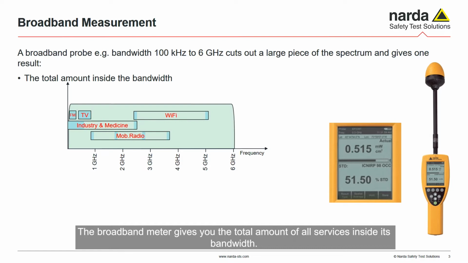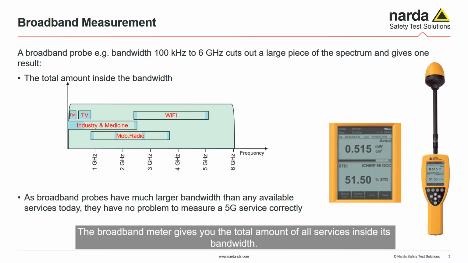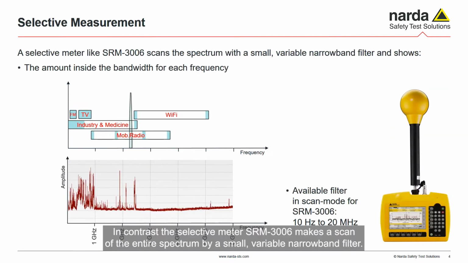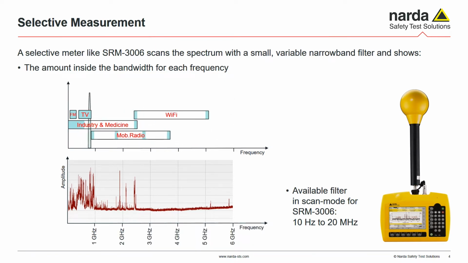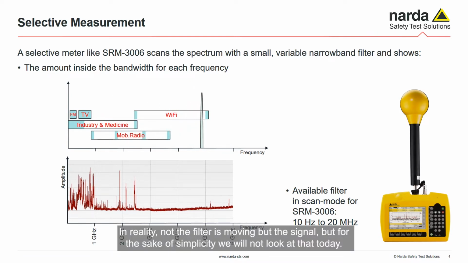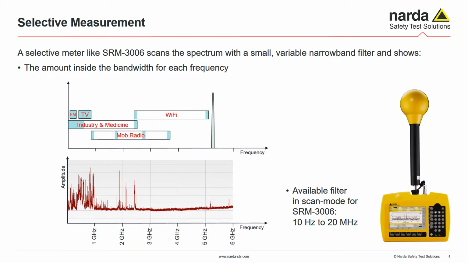The broadband meter gives you the total amount of all services inside its bandwidth. In contrast, the selective meter, SRM 3006, makes a scan of the entire spectrum by a small variable narrowband filter. In reality, not the filter is moving but the signal. But for the sake of simplicity, we will not look at that today.